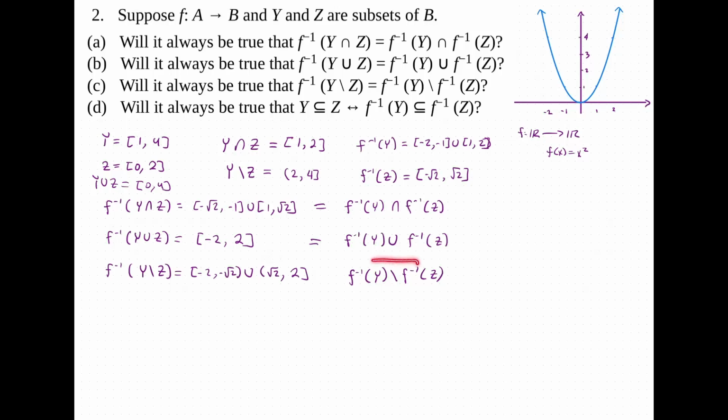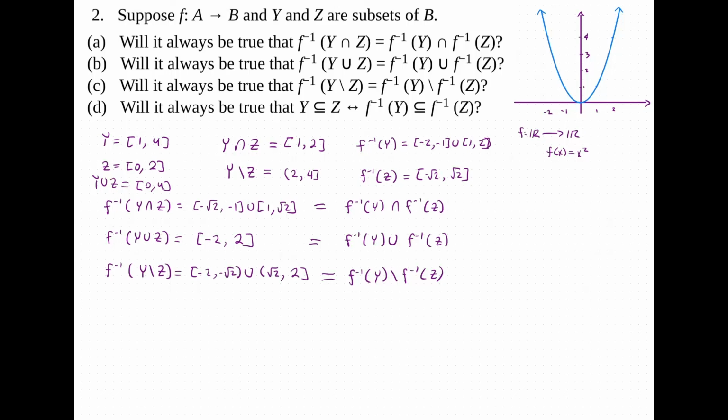But now if we took the set difference of the inverse image of y with the inverse image of z, so if we took the set difference corresponding to these sets here, we see that that's exactly this set right here. So we do have equality. And so this example is leading us to conjecture that each of these statements are true.